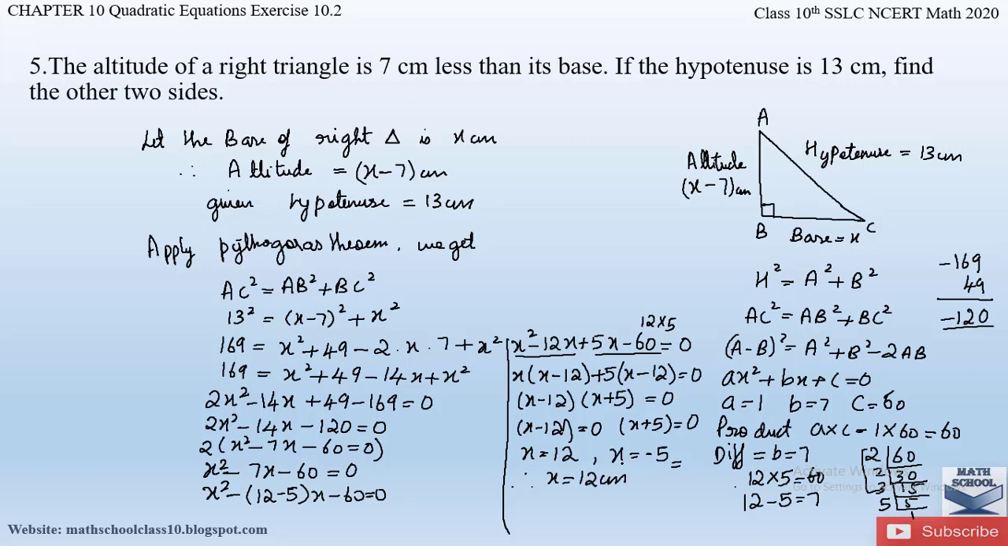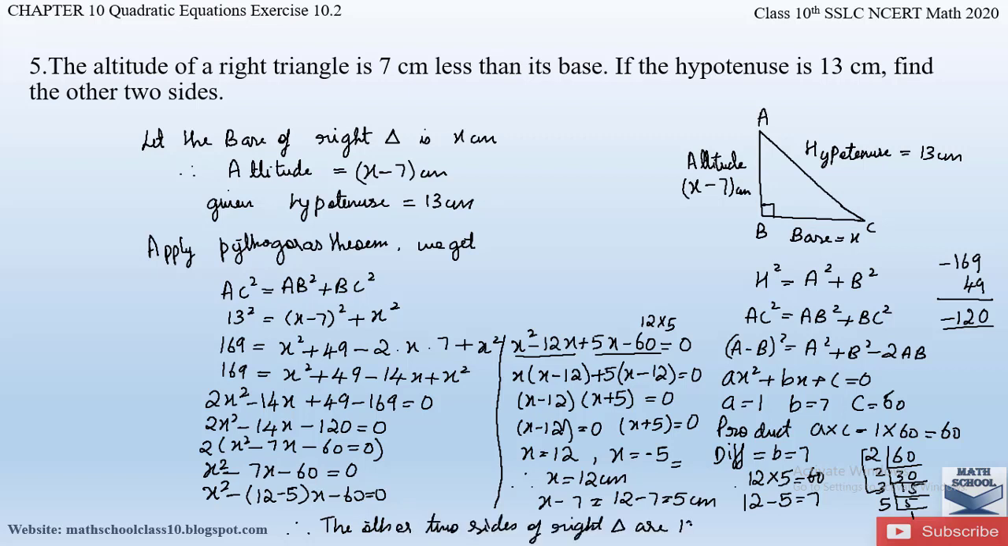Then what will be the altitude? Altitude is given by x minus 7, which is equal to 12 minus 7, that will be 5 centimeters. So therefore we have found out the altitude as 5 centimeters and the base as 12 centimeters. Therefore let us write down the other two sides of the right angle triangle are 12 centimeters and 5 centimeters.